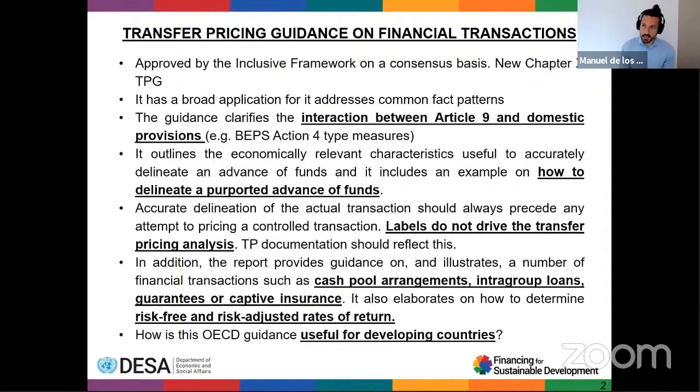And finally, and I think the most important issue, is that the chapter was developed and produced by the inclusive framework. So that means that the view of all the actors and players were absolutely taken into account in producing the guidance. And I think that's something always positive and an important message to underscore.